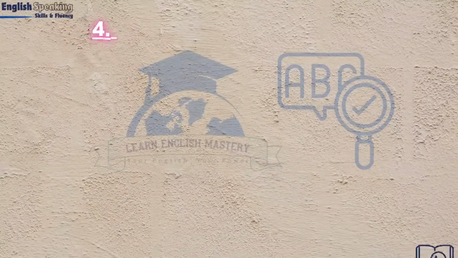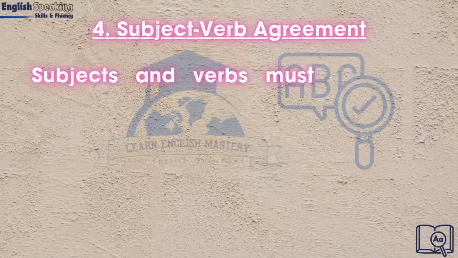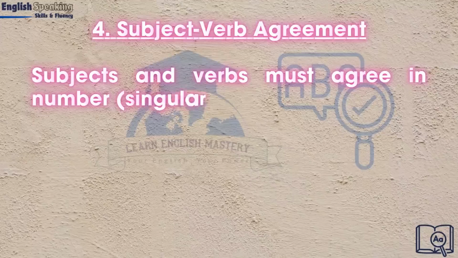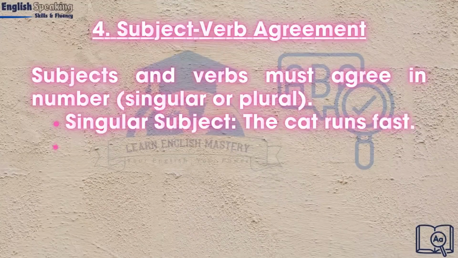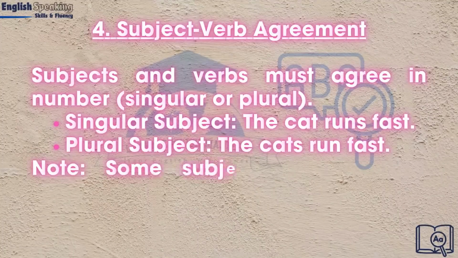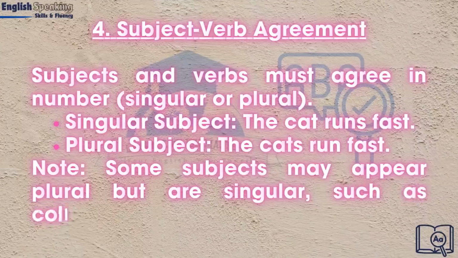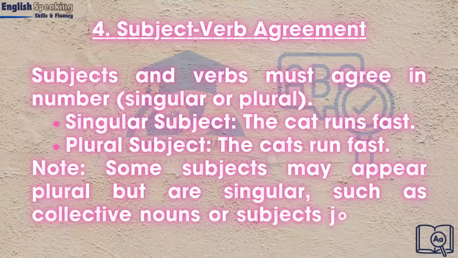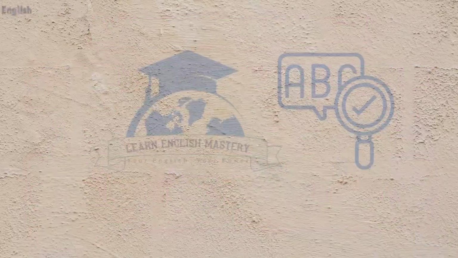4. Subject-verb agreement. Subjects and verbs must agree in number, singular or plural. Singular subject, the cat runs fast. Plural subject, the cats run fast. Note, some subjects may appear plural but are singular, such as collective nouns or subjects joined by and. 5.